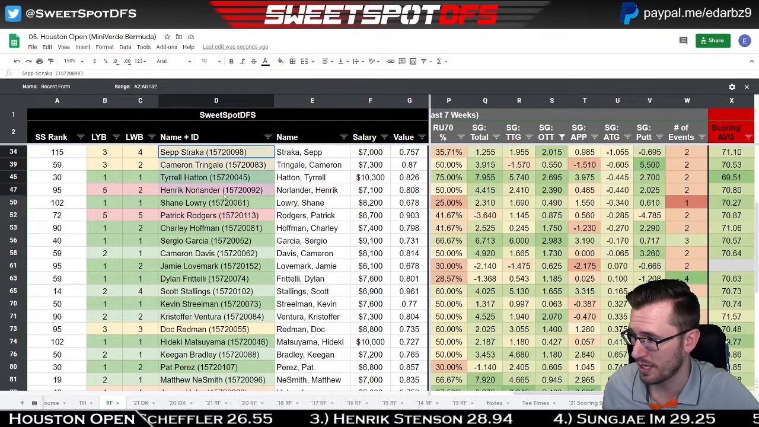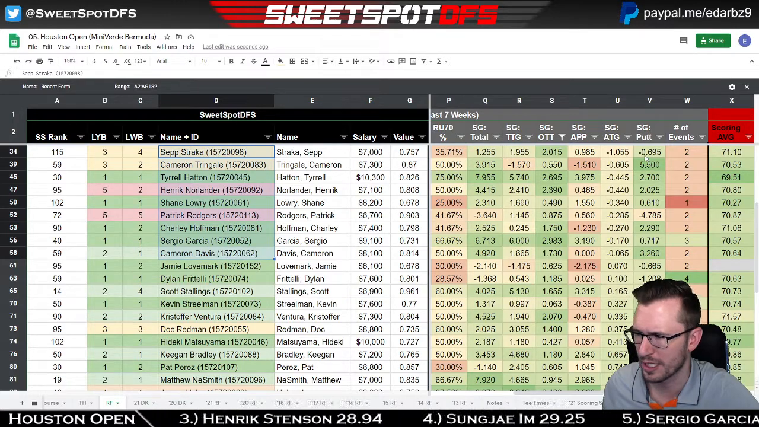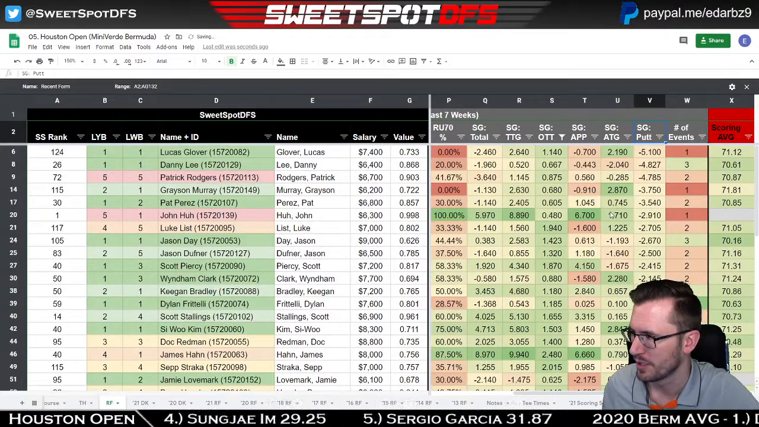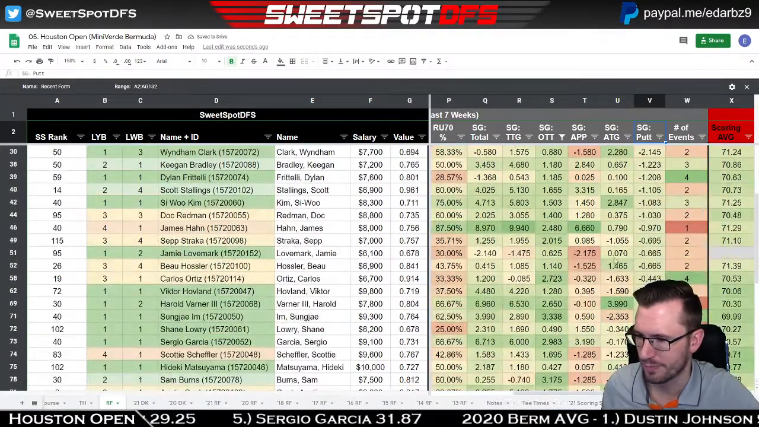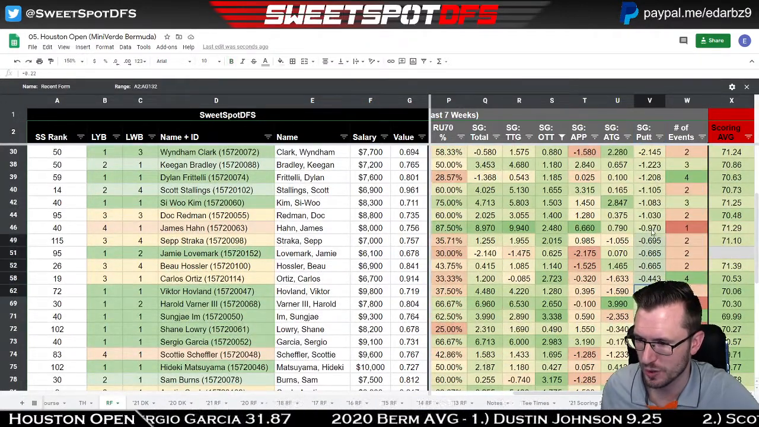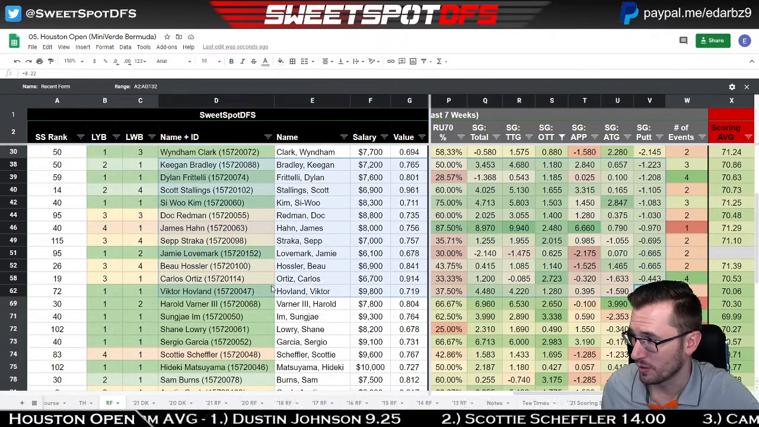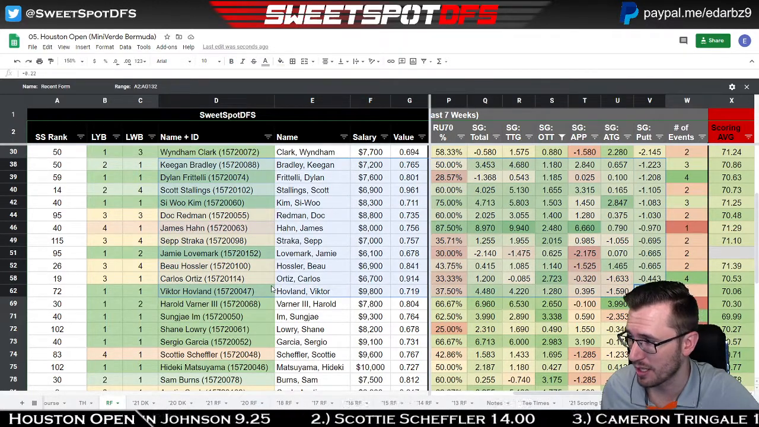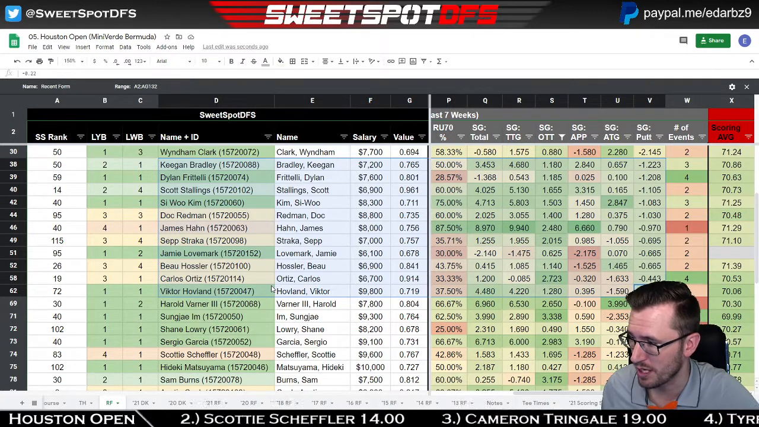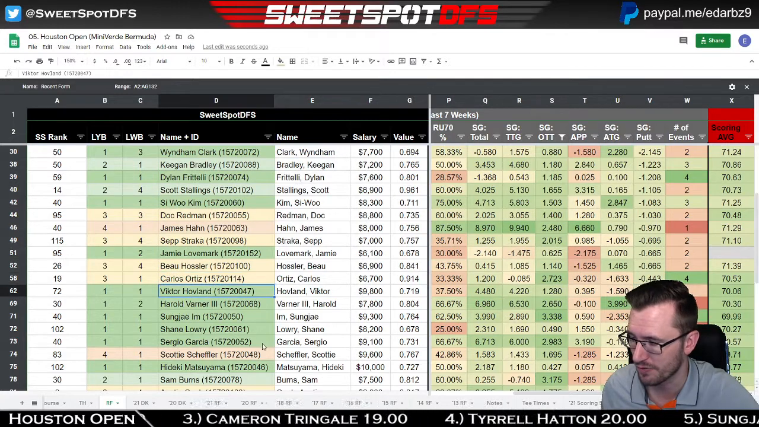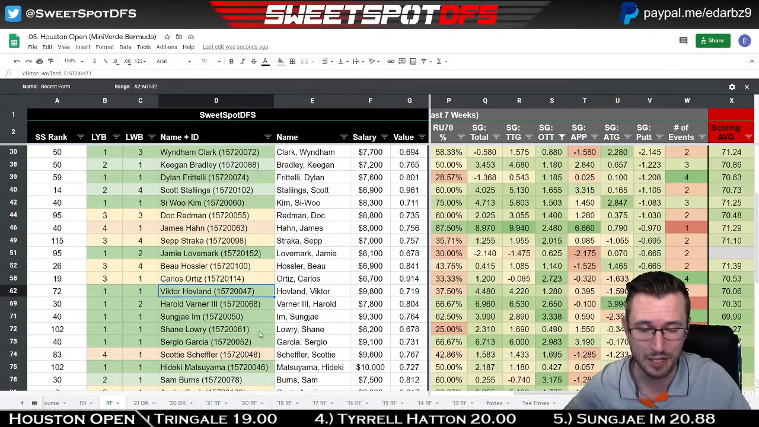So there's not a lot. Oh, we're looking at off the tee. What am I doing? Putting. There we go. But yeah, I'm more looking at this sweet spot of numbers right here. So Keegan Bradley, Dylan Frittelli, Scott Stallings, Siwoo Kim, Doc Redman, James Hahn, Sepp Straka, Jamie Lovemark, Beau Hossler, Carlos Ortiz, and Viktor Hovland. So I like that group of golfers.